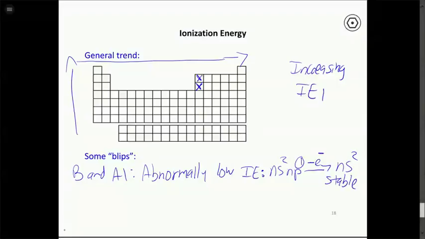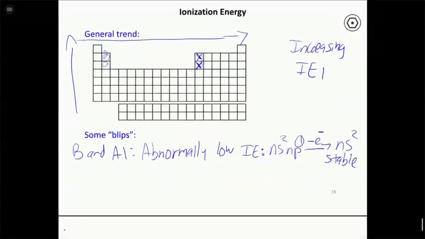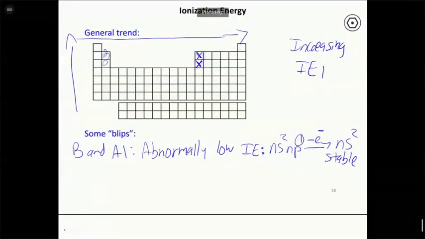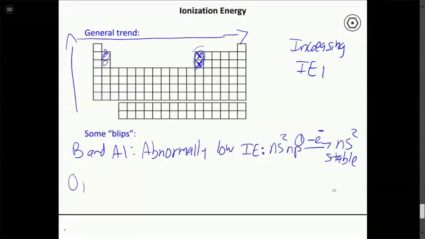So as you're going from left to right, you would normally expect the ionization energy to increase, but for these ones, they're actually going to be a little bit lower than the ones over here to the left of them. Okay, so that's one little blip in the trend. And then if you go to oxygen and sulfur, and selenium, which are these ones in the periodic table, those are also going to be abnormally low.